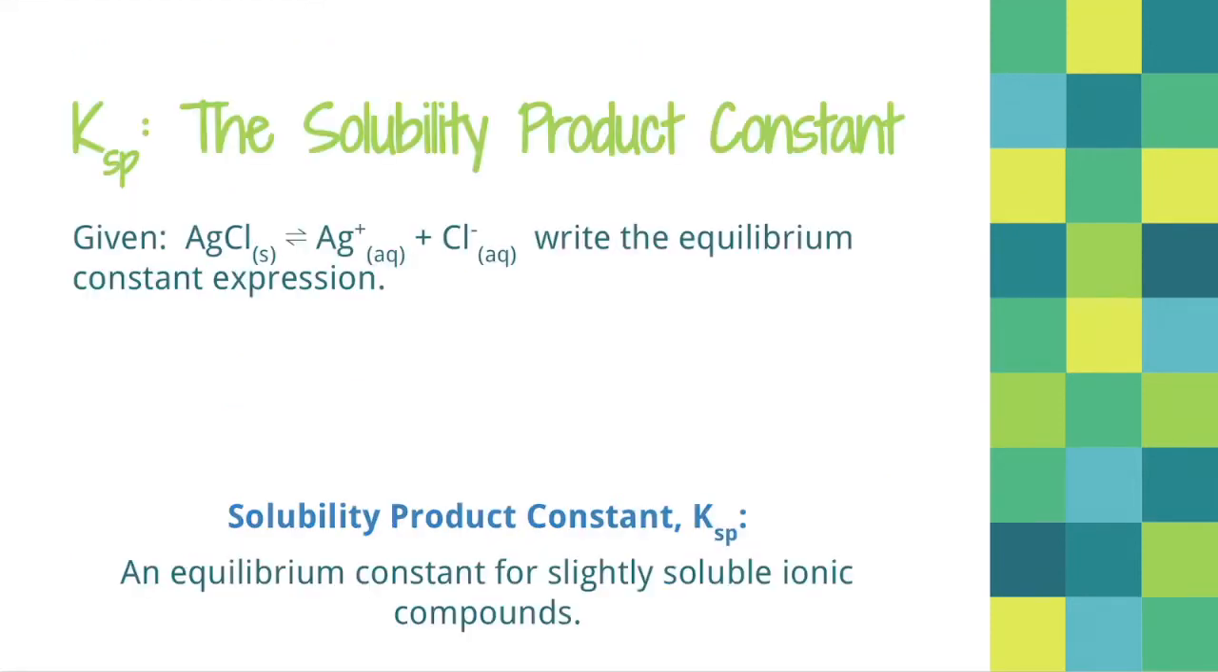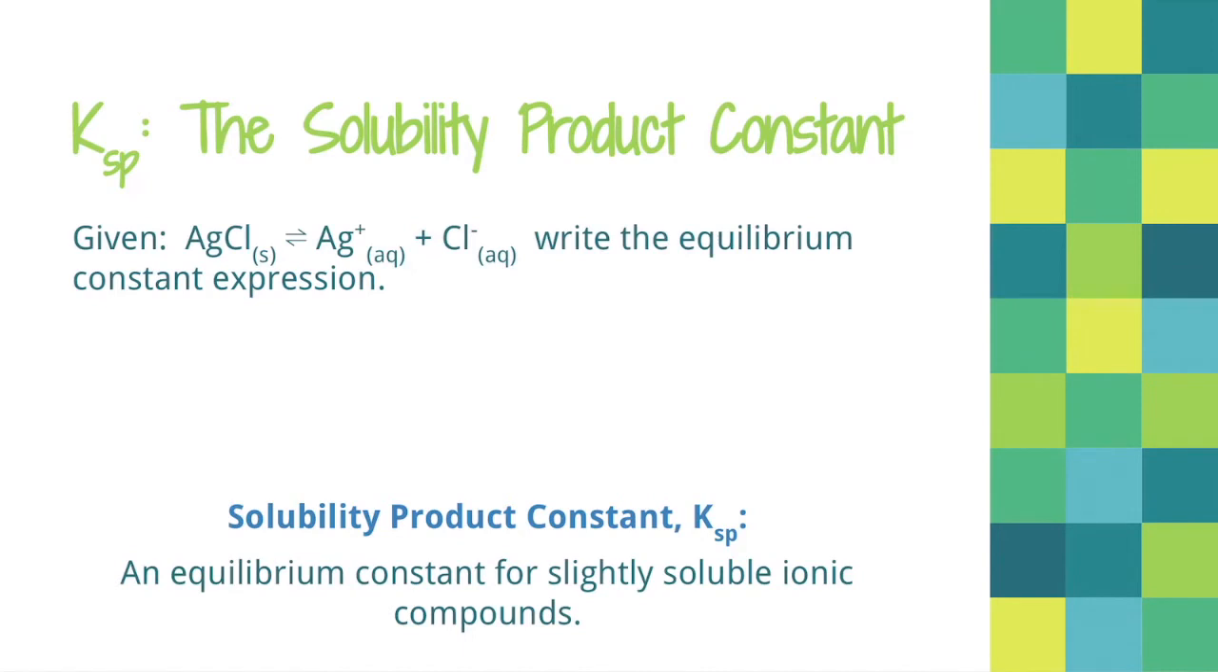Okay, if we take our last equilibrium expression that we created, our silver chloride solid is in equilibrium with silver ions and chloride ions. And so we can write out an equilibrium constant expression to go along with this equilibrium equation. Now, because it's based on the solubility of only low soluble compounds, we have a special name for this constant. It's called the KSP, or the solubility product constant.